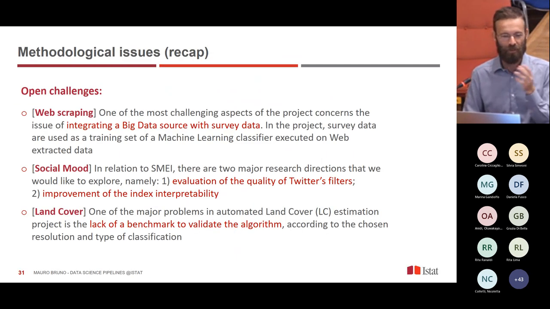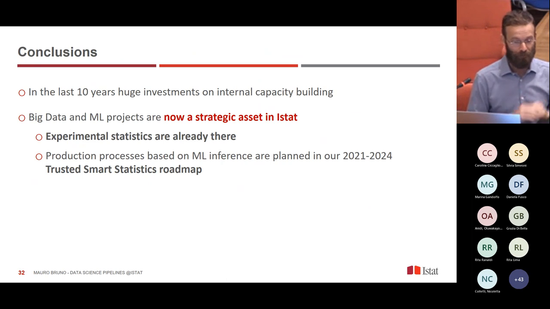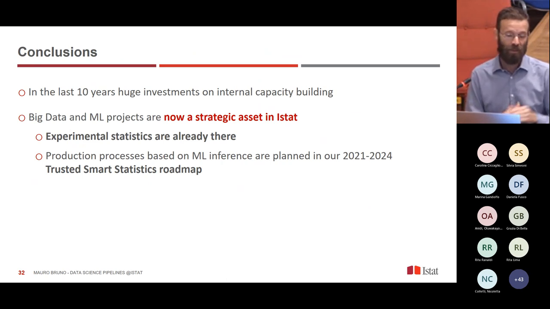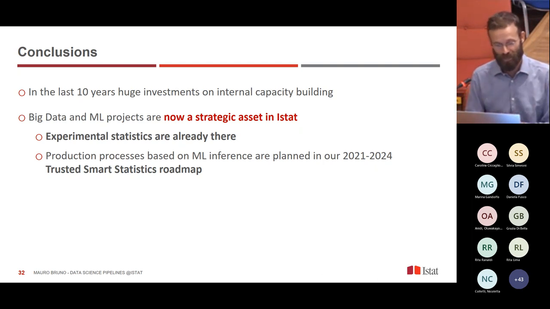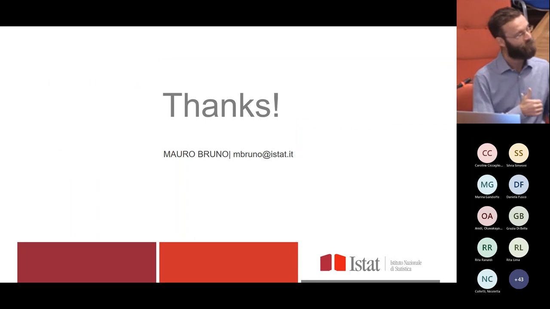Concluding remarks. A lot of investment in the last 10 years on internal capacity building. If we want to face problems related to new data sources, we need to invest in methods, tools, and people. So we need to train them, and we need to hire new resources. There are experimental statistics, some online for many years, some going to be available at the end of the year. And then we have this trusted smart statistics roadmap that somehow drives our investment in the big data context. Finito.